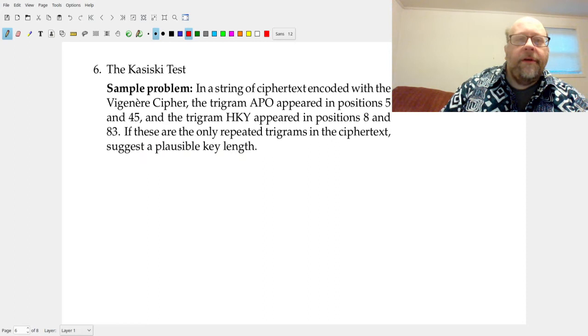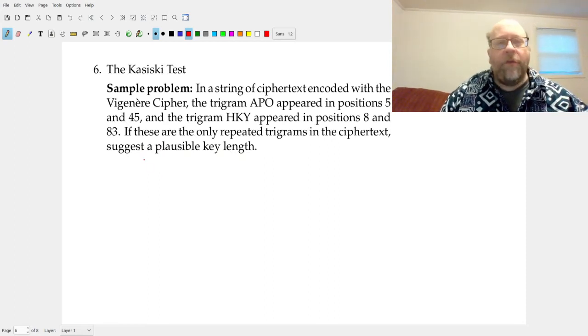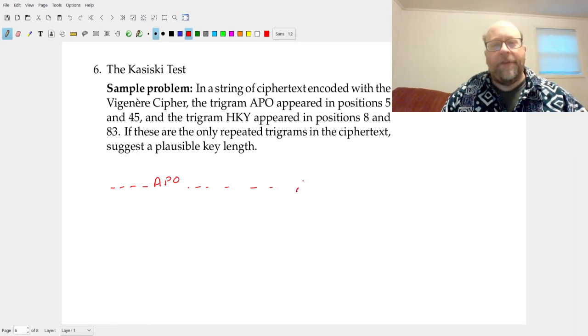Let's move on. The Kasiski Test. We've got a long string of ciphertext that was encoded with the Vigenere cipher. And somewhere at position 5, we had the letters APO. And then later on, way down at position 45, we had an APO again. And so these were 40 characters apart. And then 5, 6, 7, 8 would be HKY. But then way down here at 83, we had an HKY again. And these are, from 8 to 83, 75 characters apart.